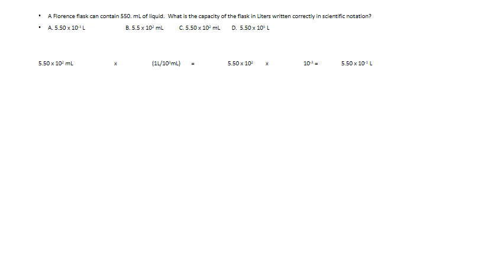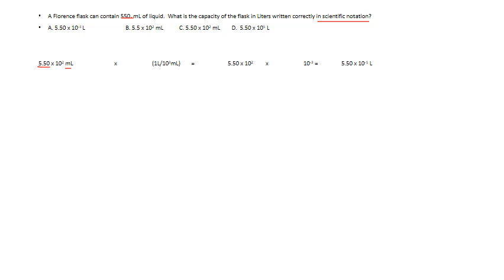Okay, the next problem says I want to do scientific notation for 550 mL. So the first thing I'm going to do is change this to scientific notation. It's 5.50 times 10 to the second milliliters. This tells me I have 3 sig figs, and this is 3 sig figs right here.